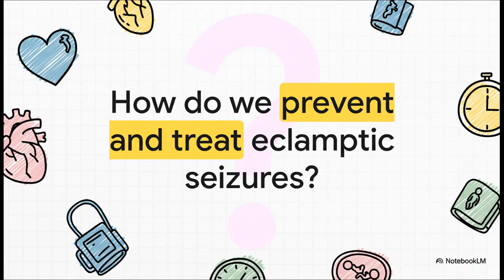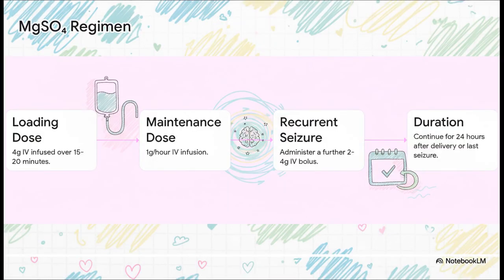Okay, so you're starting to get the blood pressure stabilized. What's the next urgent priority? Well, it's preventing the single most feared neurological complication of preeclampsia, an eclamptic seizure. And the answer, hands down, is magnesium sulfate. This is the undisputed drug of choice for both preventing seizures in severe preeclampsia and for treating active eclampsia. The standard regimen is a 4-gram IV loading dose, followed by a maintenance infusion of 1 gram per hour.